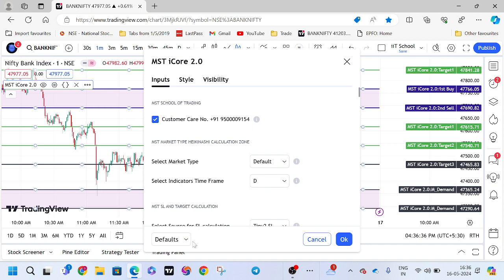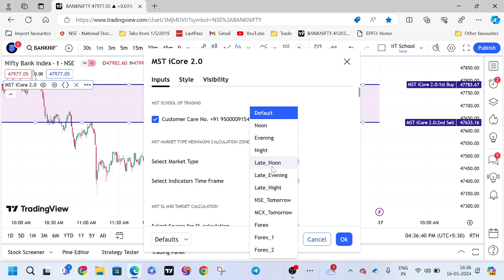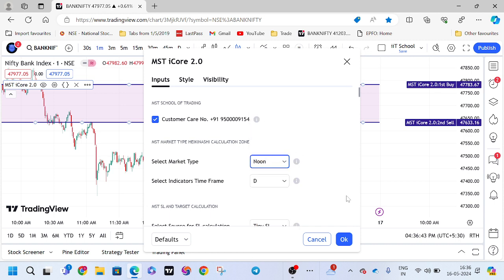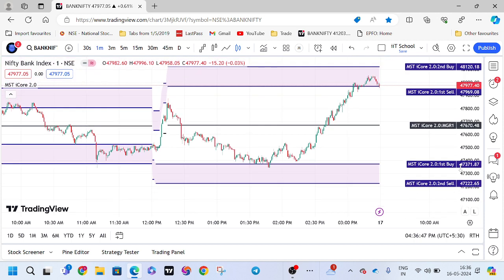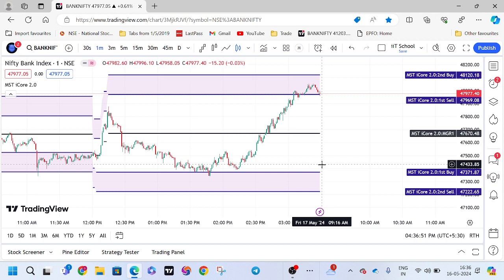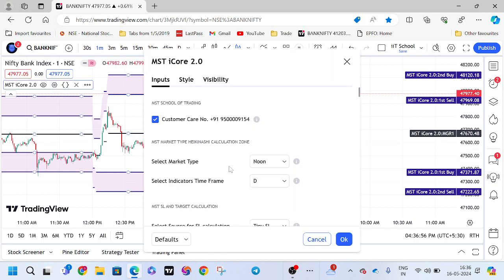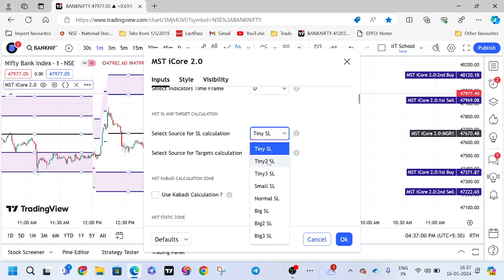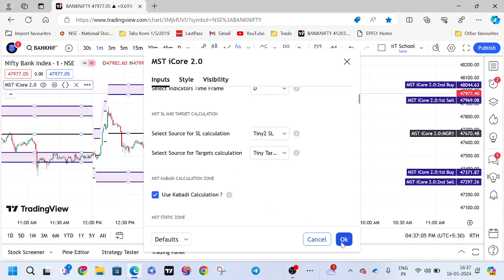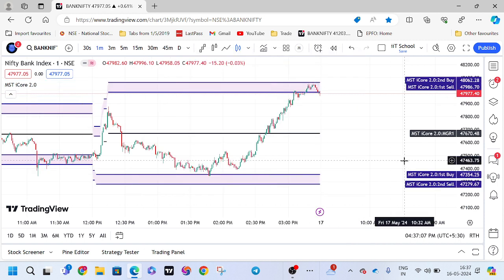And another important beauty is, go to the settings, and if you are a trader who wants to trade only in the noon session, during the office lunch hour, for them also we have the wonderful opportunity. So what I did, I just went to the settings and just changed to the noon market, and I will reduce the stop loss to tiny 2. And I will also reduce the target to tiny 2.